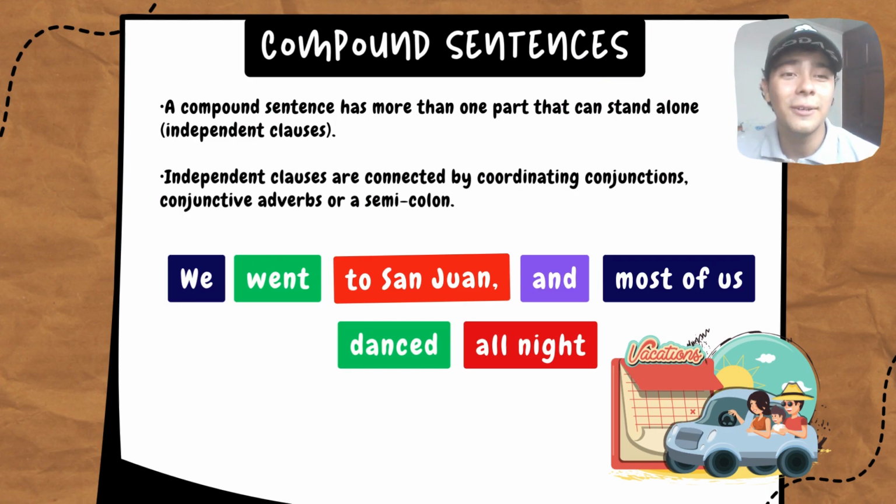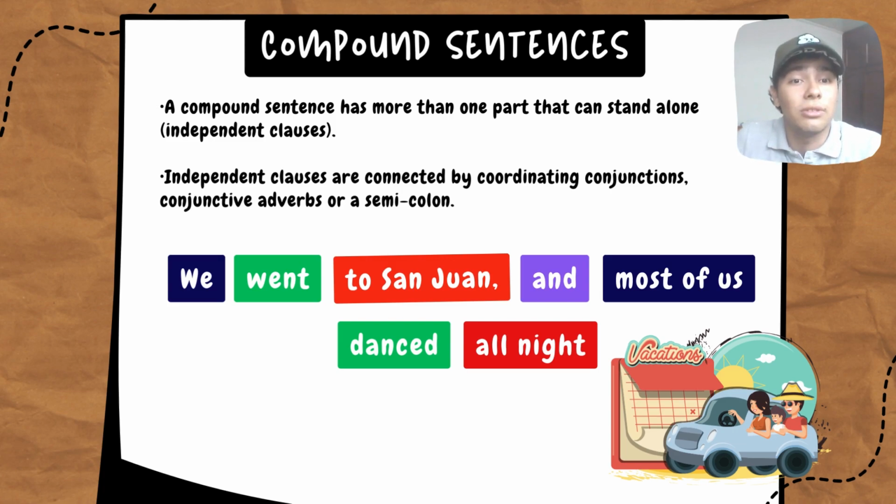So guys, now that you have already clear what a simple sentence is, let's move to the next one, the compound sentences. This is easy, but I need you to pay attention because you can get confused with a concept that I'm going to be explaining. First of all, a compound sentence has more than one part that can stand alone. And this is the independent clause.